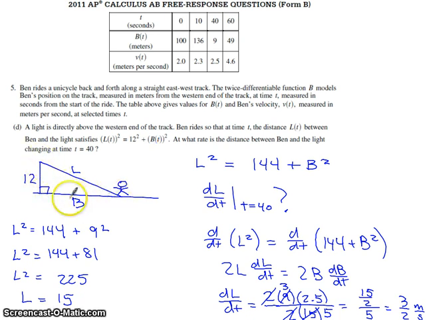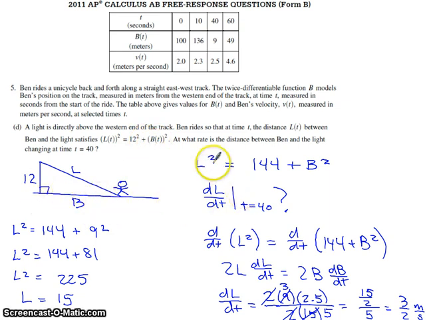B is going to be the horizontal distance from the person on the unicycle to the west end of the track. The west end of the track is where the light is. So I drew my light post. And then the distance between the person and the light post is going to be the hypotenuse of this right triangle. So L squared, what I have right here, is going to be equal to, well, 12 must have been the height of the light post since I have a 12 squared here, plus my B squared across the bottom leg of the triangle.